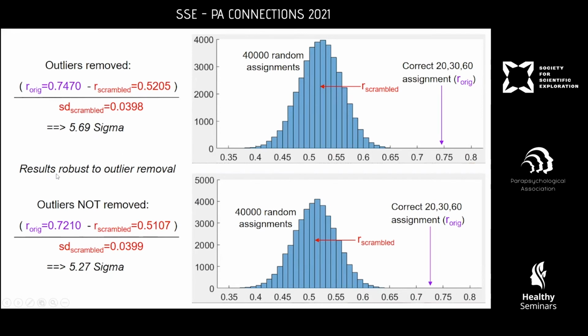I mentioned earlier that this is pretty robust to outlier removal. So if I put those outliers back in, like just ignore that part of the presentation where I talked about outliers, then we get a sigma of 5.27. It's not changed all that much.